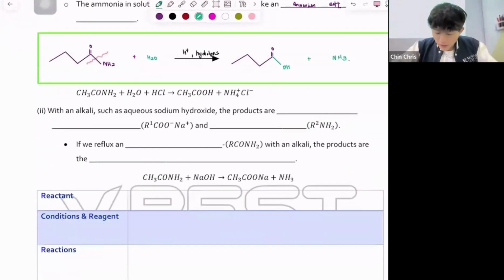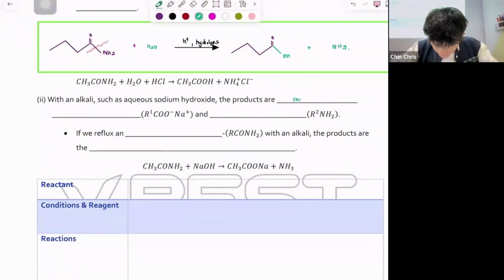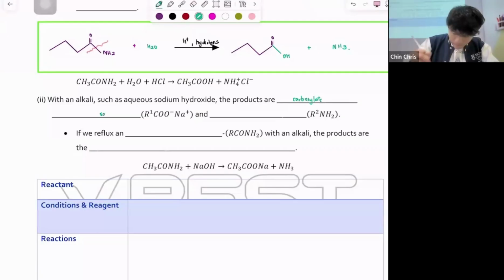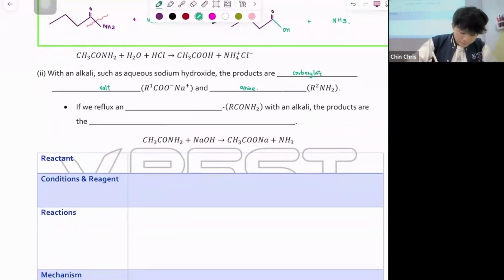So the products are a carboxylate salt and an amine. But guys, if you reflux an unsubstituted amide, you are getting a carboxylate ion.